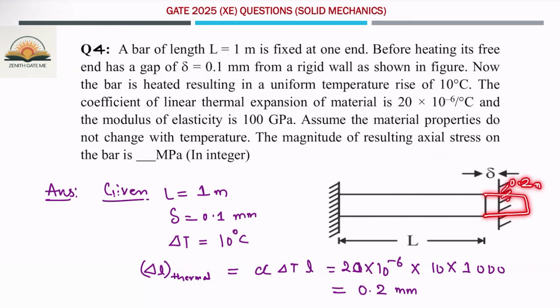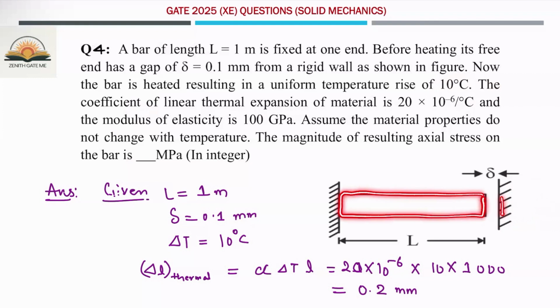But because of the rigid support, what will happen? It will only extend till 0.1 mm. That means there will be a reaction, and whenever there is a reaction, that is nothing but the reaction offered by this support. That means this bar will experience some kind of internal forces, which will result into the stress. And that stress, basically, you have to calculate, which is nothing but the axial stress. Okay, so the total deformation which is allowable is 0.1.